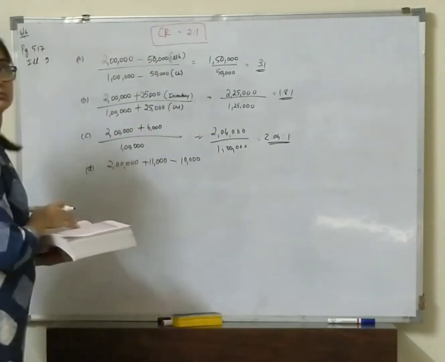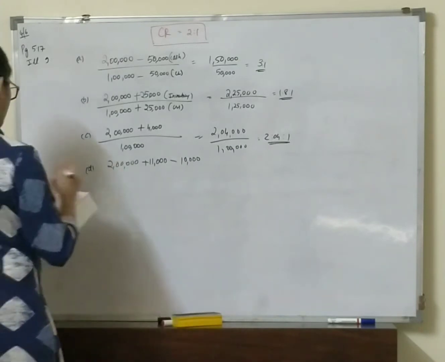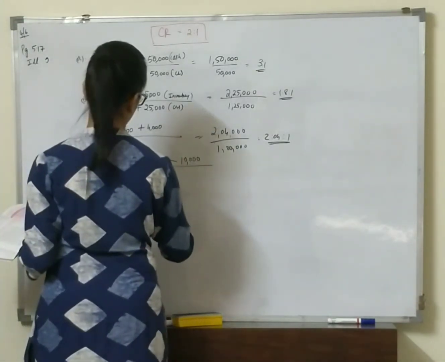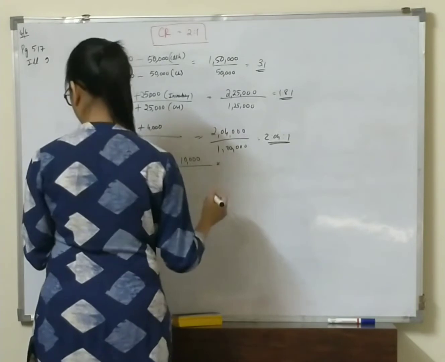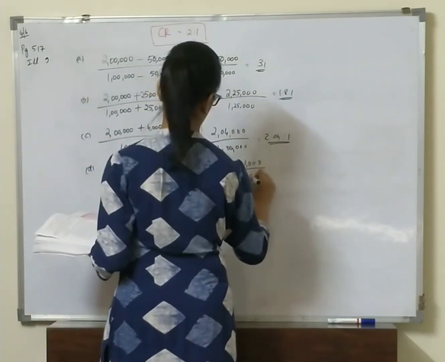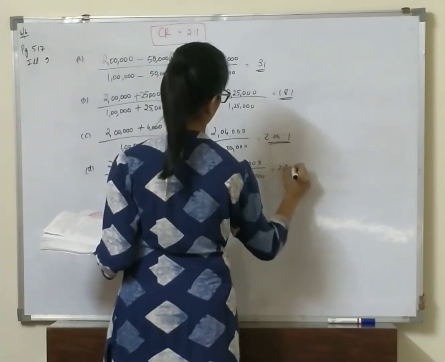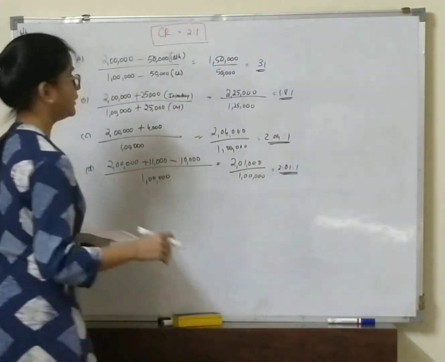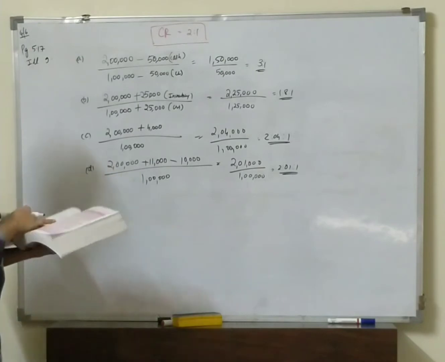It's given in the problem. And then your current liability will remain as it is, as there is no change in your current liability. So it is 2,01,000 divided by 1 lakh, which is 2.01:1. Therefore, your current ratio has improved.